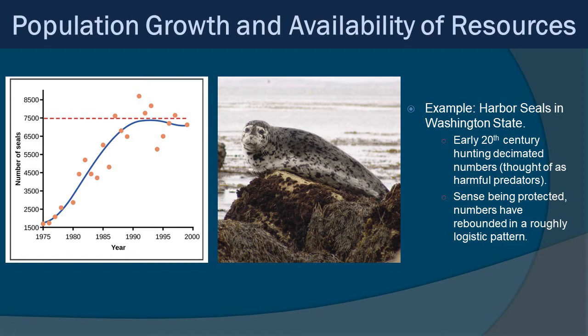And due to that protection, their numbers have rebounded in roughly a logistic pattern. You can see how that works from just around 1975. You can see that J curve started to really happen. They really took off, exploded, if you will. And by the 1990s, you'll notice that things sort of leveled off and there seemed to be a carrying capacity that hit right around 7,500 in terms of the total number of seals in that area.